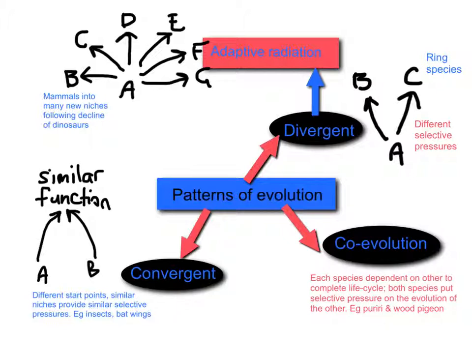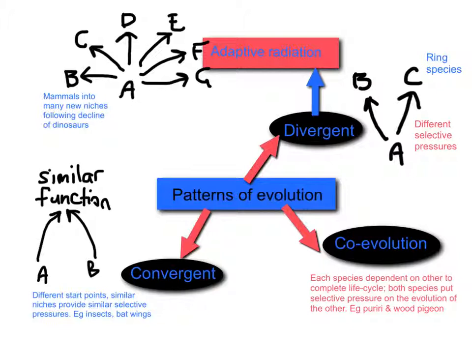So convergent refers to the idea that species originate from different points of origin, but they come together, so they become more similar over time. Generally, this is occurring because these particular organisms live in very similar niches, so they have very similar environmental or selective pressures being placed on them.